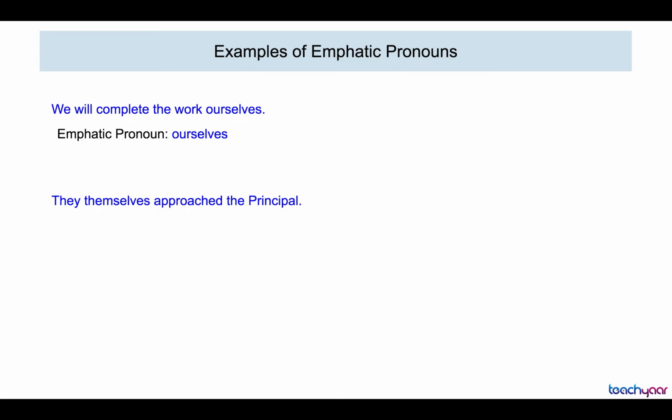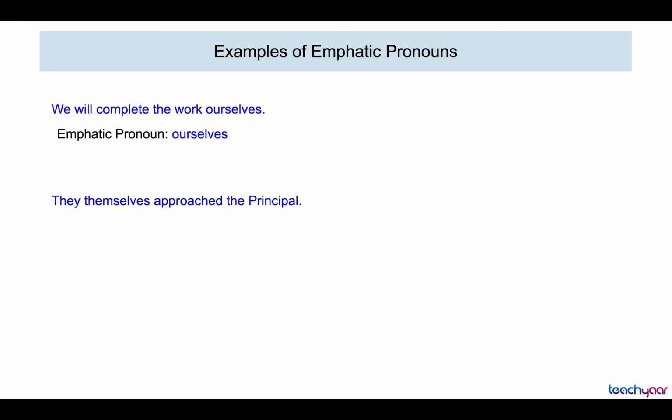Now you can immediately identify that the emphatic pronoun is themselves because it is plural. So we have selves there, themselves. And they approach the principal. Now what is the position of this emphatic pronoun? It is just next to the subject. It is before the verb. And if you remove it, what is the meaning of the sentence? They approach the principal. So it's very clear.